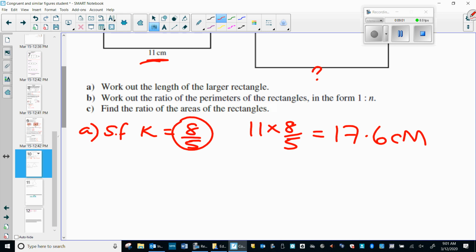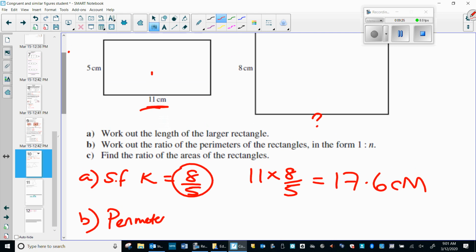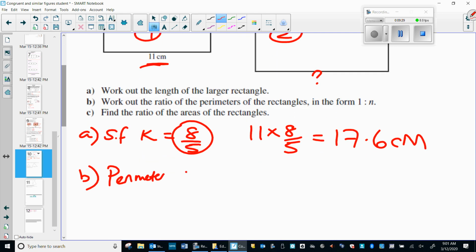Part B. Work out the ratio of the perimeters of the rectangle in the form 1 to n. This is going back to a ratio. As you can see, this question is bringing in a few things here. So we need to find the perimeter of, let's call them, shape 1 and shape 2. So what's the perimeter of shape 1?